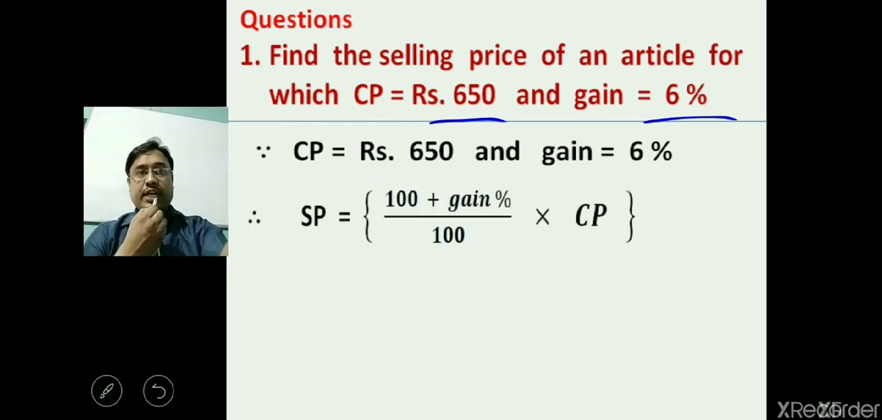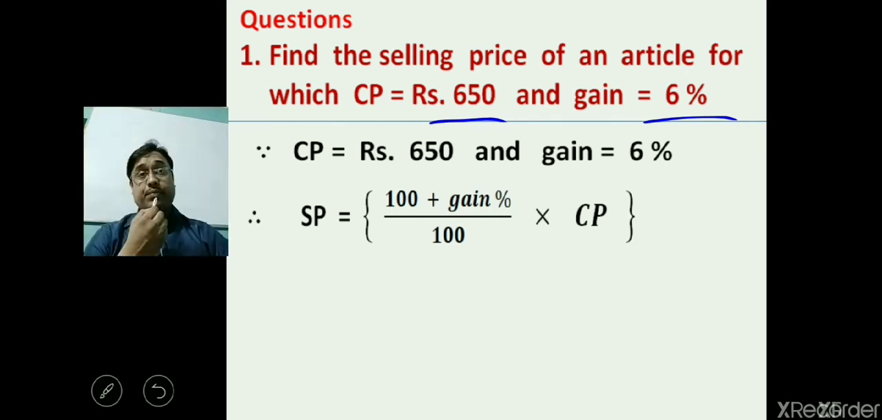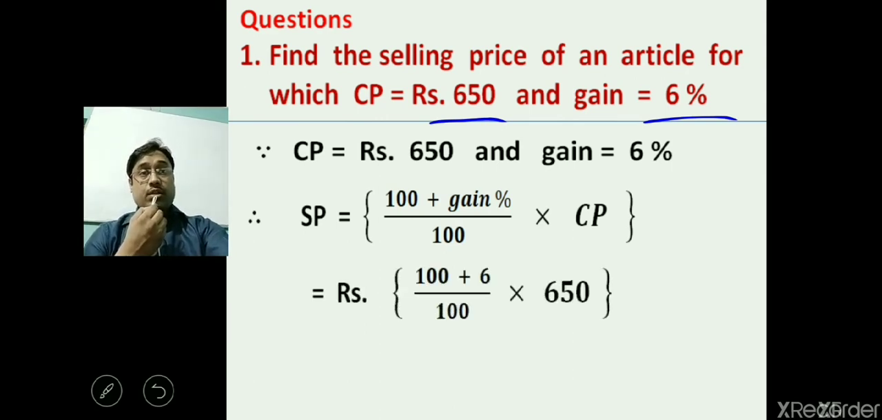Then you may use the formula we have just seen: selling price equals 100 plus gain percent by 100 into CP. You use the value of gain percent. If it is 20%, you will write only 20 at the place of gain percent, you will not write 20%. Here the gain percent is 6%, so I will write 6 here.